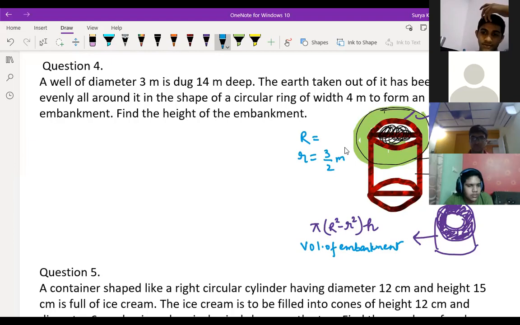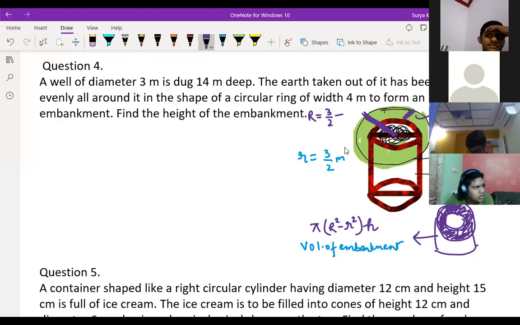Now capital R is equal to what? 3/2 plus 4, which is 11/2 meters. Understood, children? Capital R is 11/2 and small r is 3/2. The radius remains the same, 3/2, for the inside, then outside we add how much width is extending. So 11/2 meters. Anyone having doubt in this, children?